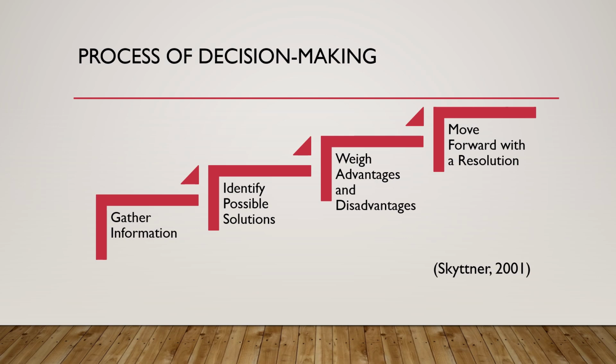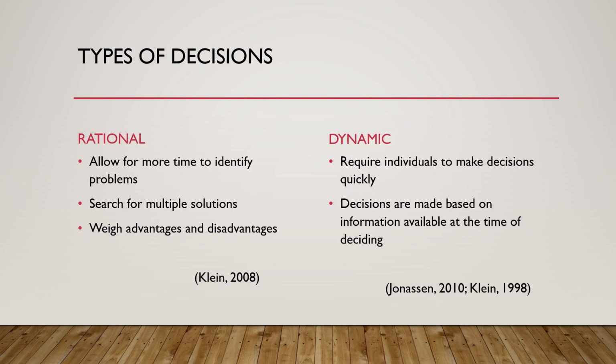According to Skittner, in order to make a decision that meets optimization of a situation, individuals must gather information, identify possible solutions, weigh the advantages and disadvantages of each possibility, and move forward with a resolution. Decisions can be classified as rational or dynamic. Rational decisions typically allow for more time for individuals to identify problems, establish criteria, search for solutions, consider advantages and disadvantages, generate alternatives, and arrive at a solution. Dynamic decisions are often associated with time constraints, requiring an individual to make decisions quickly with the information available to them at a given time.